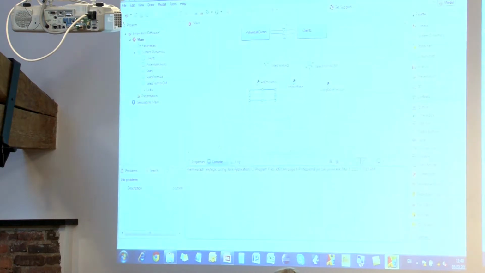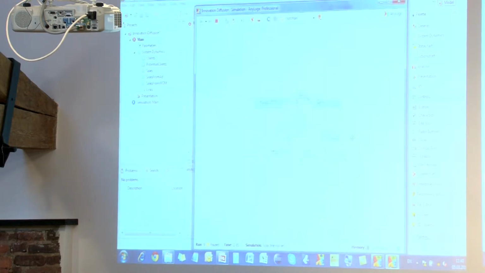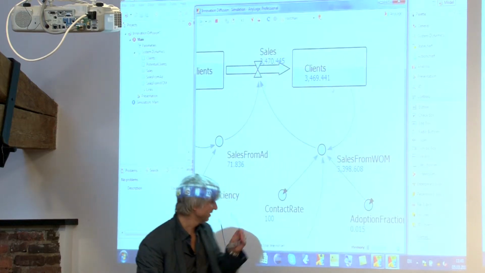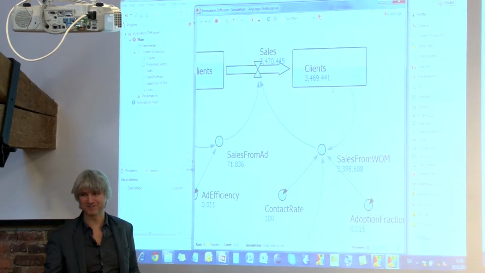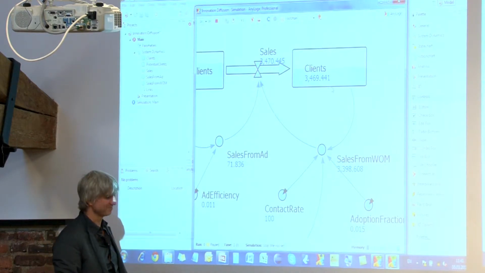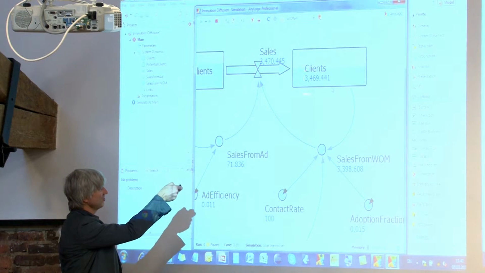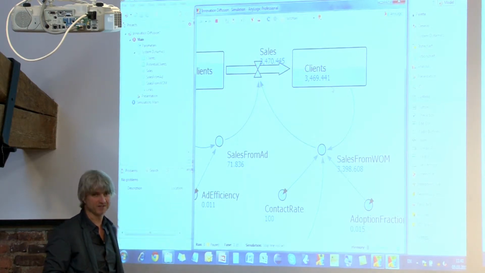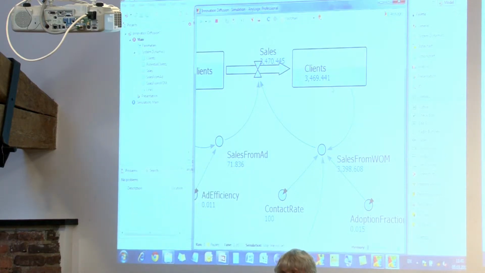I'm not sure whether the model is still running. No, the model is not running, but I want to run it to show you one interesting thing. Look here. At the moment, we have 3,469.441 clients. Can that be in reality? No, because people are hopefully discrete units. However, system dynamics doesn't know about it. System dynamics only aggregates how many. And these stocks are actually just variables of real type, nothing more. People don't have individualities here. They're all perfectly mixed. And that is a fundamental assumption in system dynamics, the perfect mix.